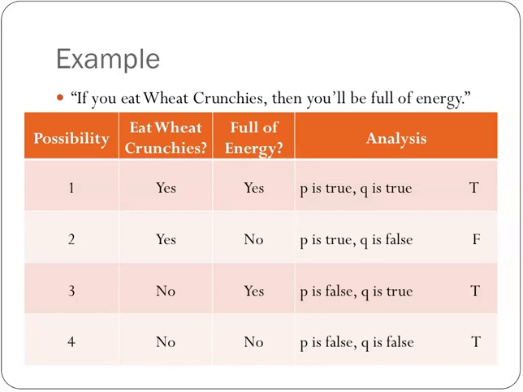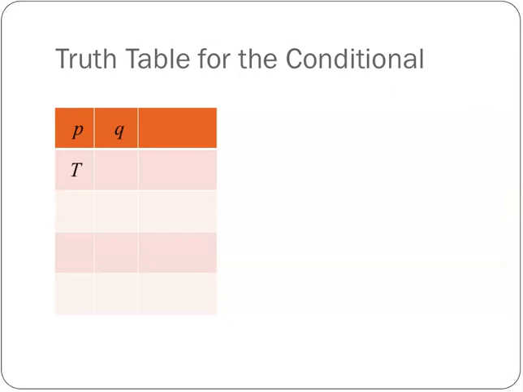Based on this, we have actually come up with our truth table for the conditional. We came up with truth tables for P and Q, for P or Q, and for the negation of P or negation of Q. Now we can come up with the truth table for the conditional. We looked at all four possibilities. The only case in which the conditional is false is if P is true and Q is false. So we'll go ahead and fill out this truth table.